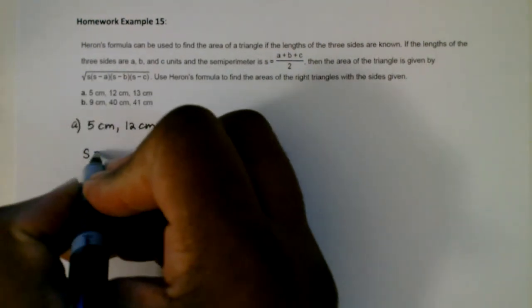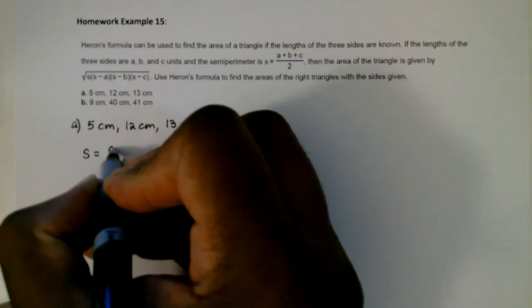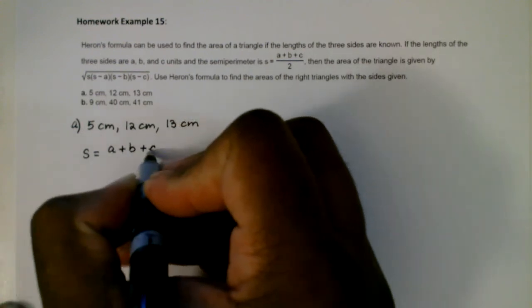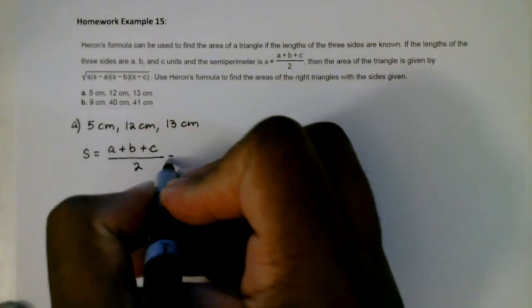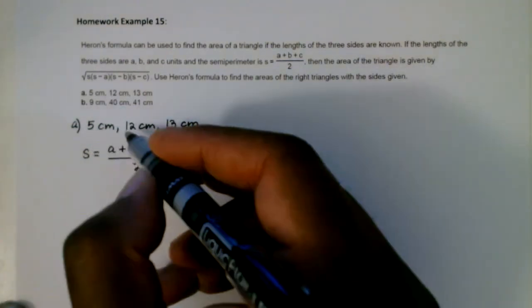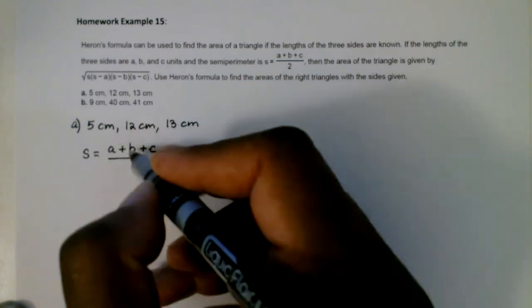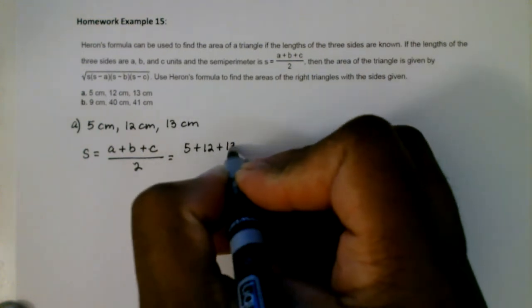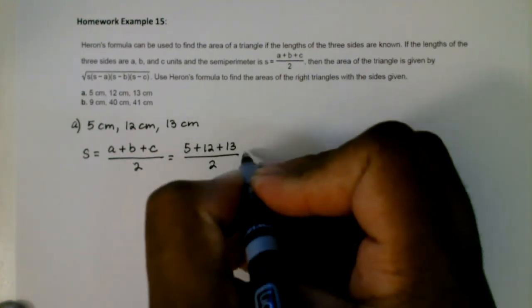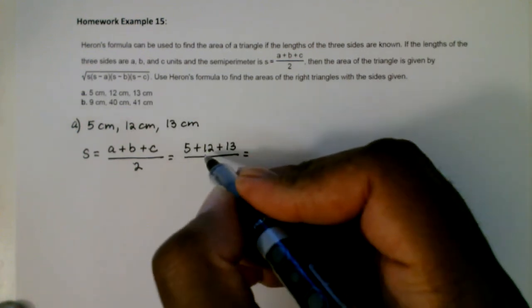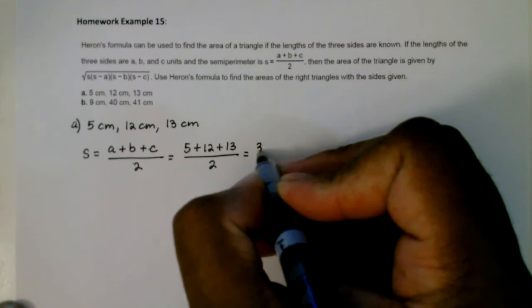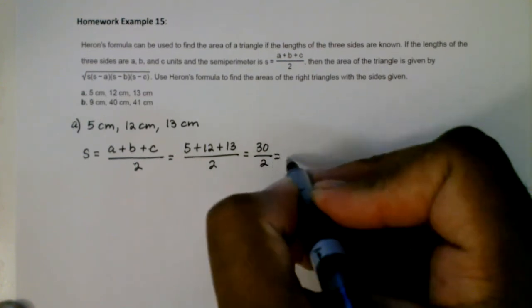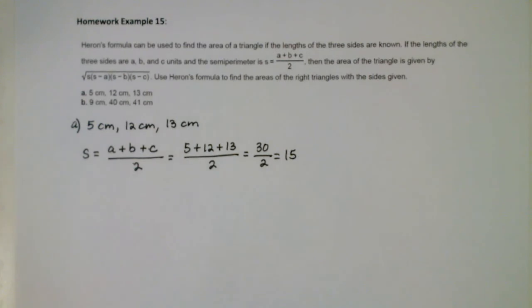First of all, let's find the semi-perimeter. And of course, the semi-perimeter is simply A plus B plus C, that sum divided by 2. So I have 5, 12, and 13. Those are the lengths of the three sides here. So this will be 5 plus 12 plus 13, that sum divided by 2. Well, 5 and 12 is 17. 17 plus 13 is 30. 30 divided by 2 is 15. So the semi-perimeter is 15.